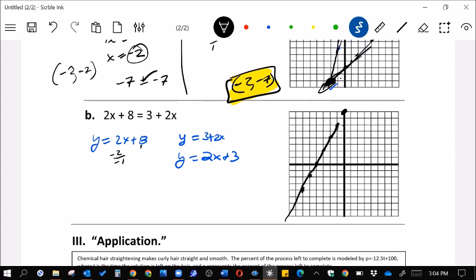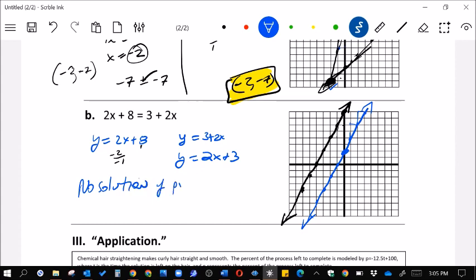Well, I'm just going to hand draw it this time. And on the other one, we're going to go to +3. We're going to go up 2 and over 1, up 2 and over 1, up 2 over 1. It looks like we have a problem. These two lines are parallel, so they never meet. If they never meet, that means there's no solution, because the solution requires that they meet.